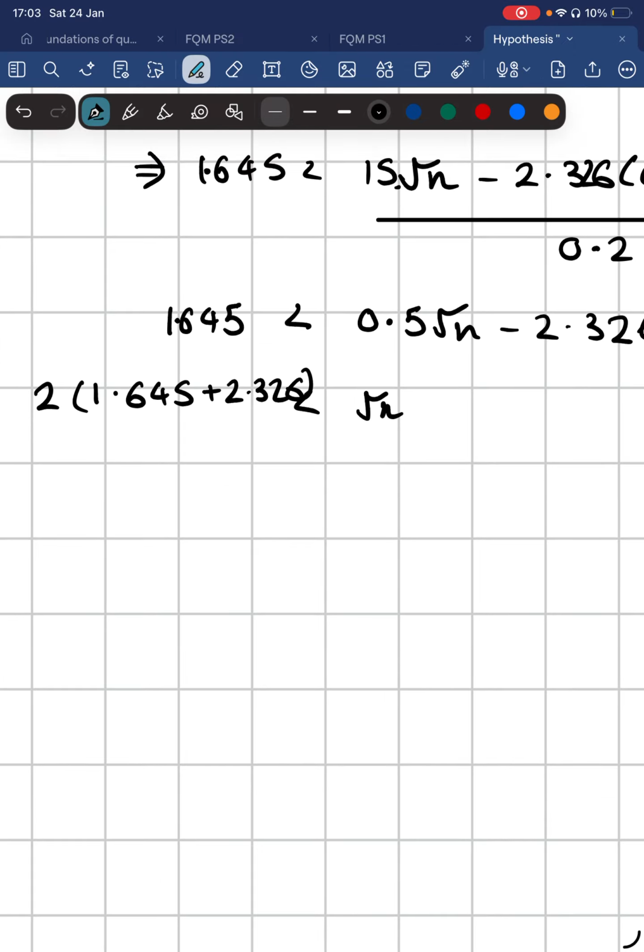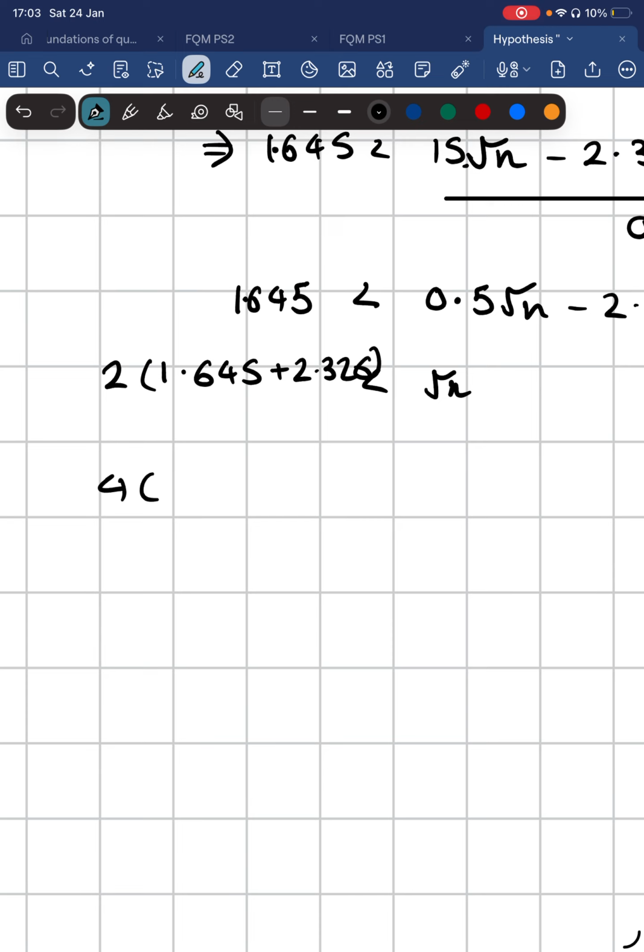So specifically, this tells us that 4 times 3.971 squared must be less than n. And eventually this is going to lead to n being greater than 63.1. So you can type that into a calculator and it should give you that. n must be greater than this. So the smallest n we can have is 64.